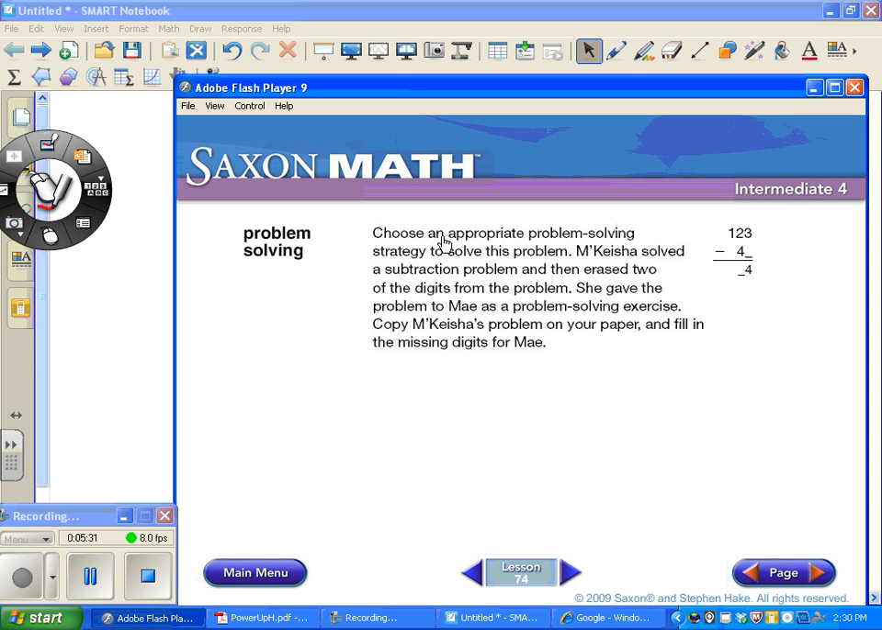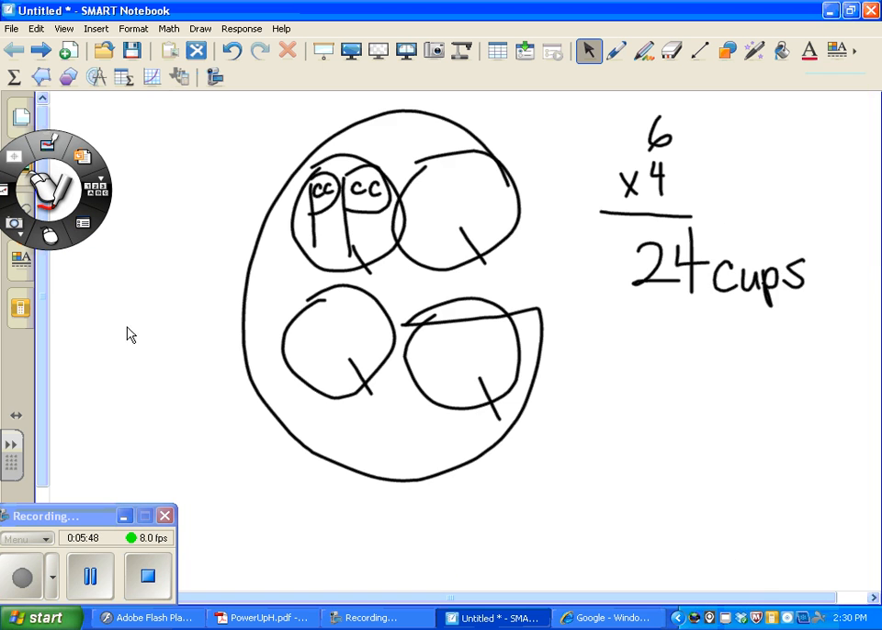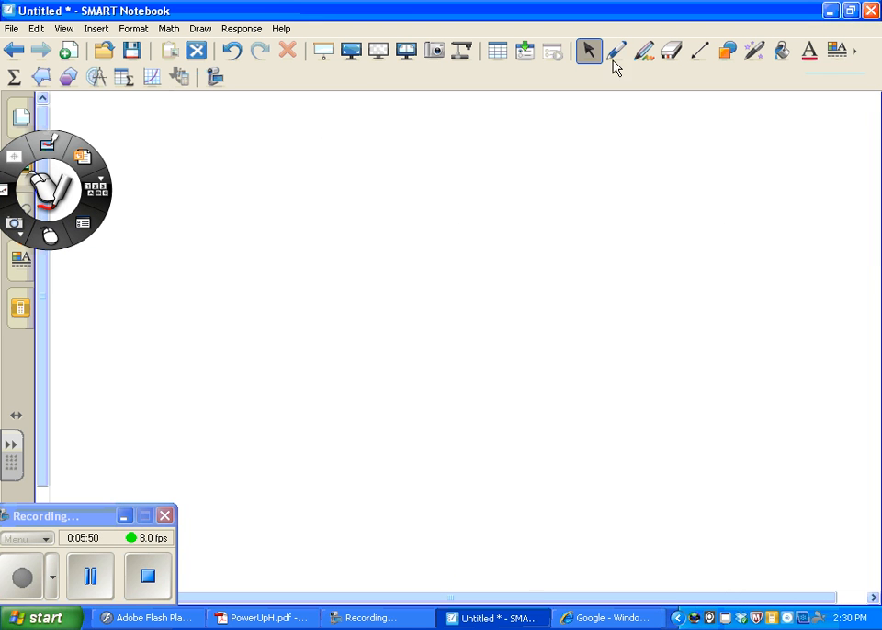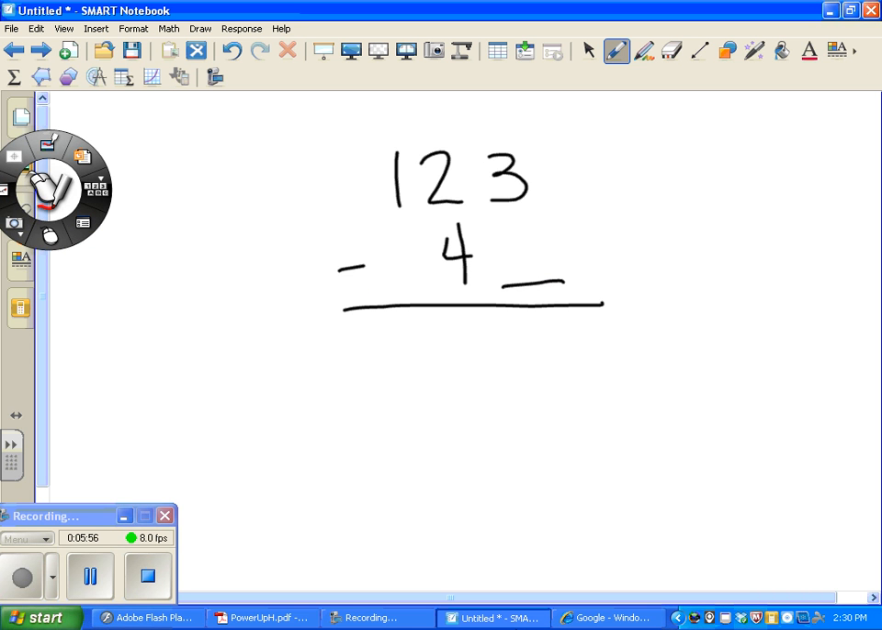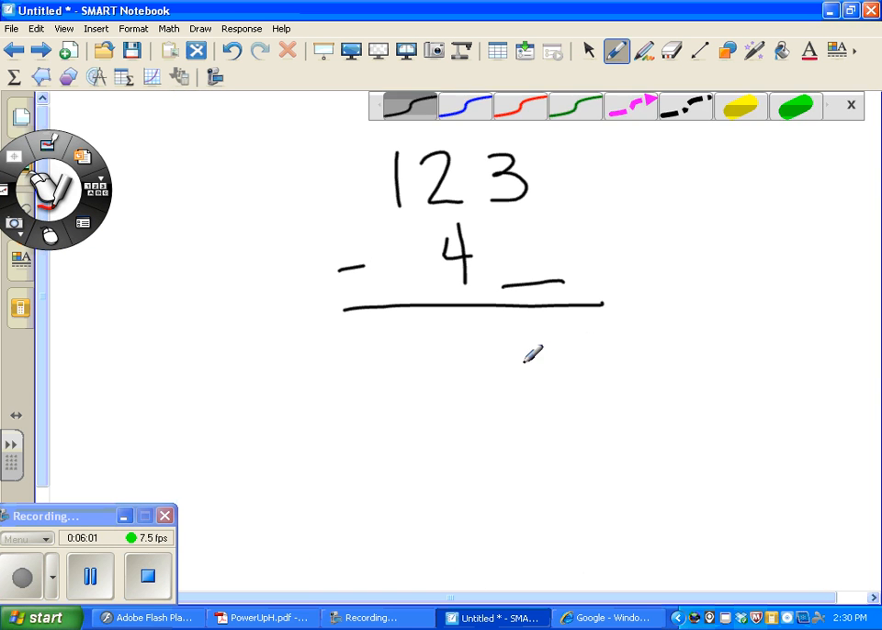Okay, problem solving. Makisha solved a subtraction problem and then erased 2 of the digits from the problem. She gave the problem to May as a problem-solving exercise. Copy Makisha's problem on your paper and fill in the missing digits for May. So 123 minus 40-something equals, and I have a 4 in the ones place.